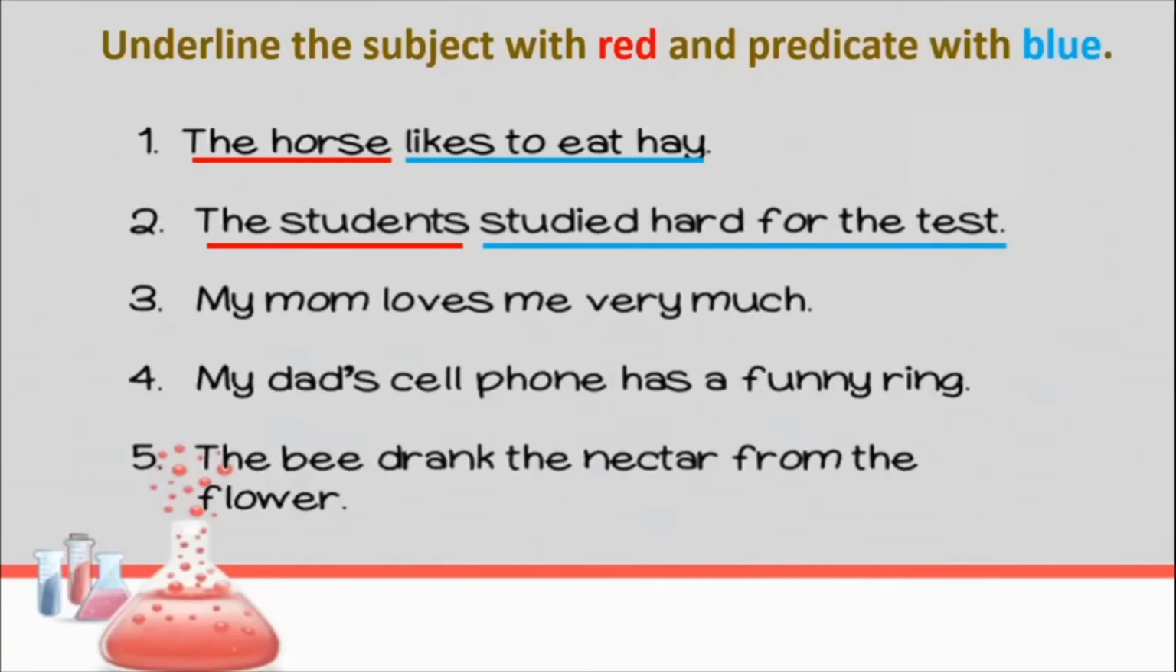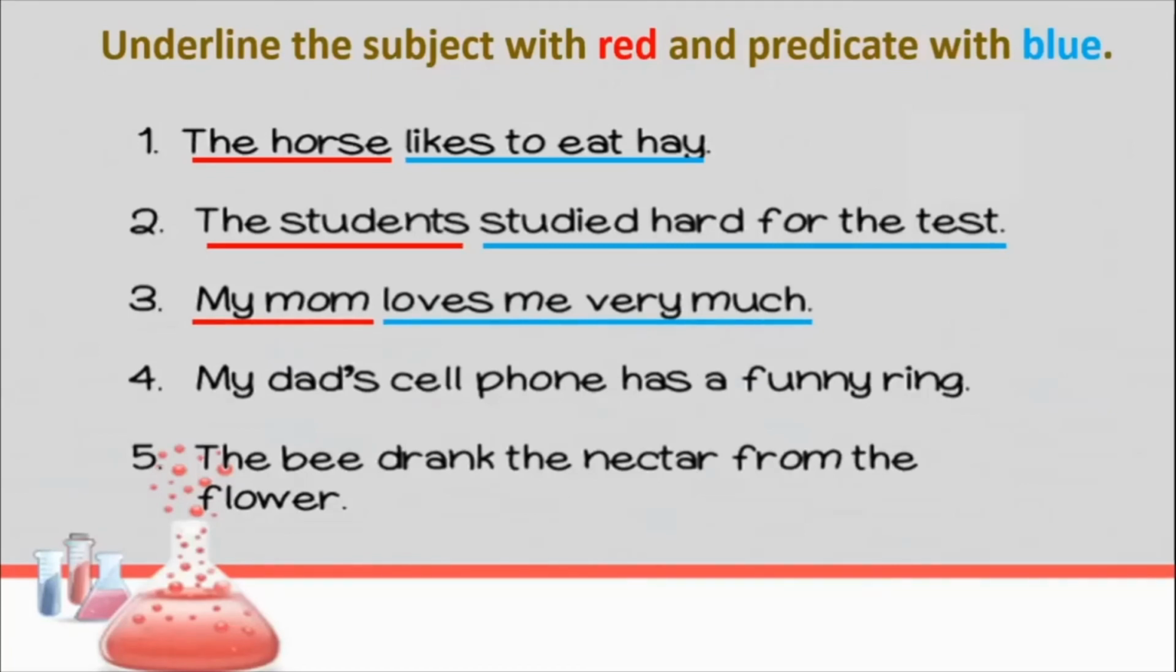My mom loves me very much. Who loves you very much? My mom. What does my mom do? Loves me very much. So my mom is the subject and loves me very much is a predicate. Look at the next sentence. Here there is a chance that you might make a mistake.